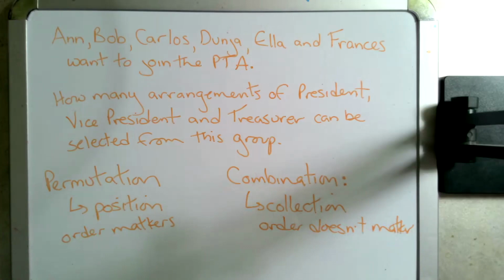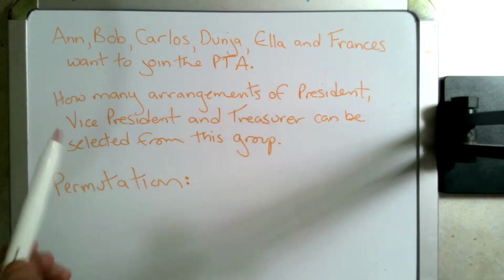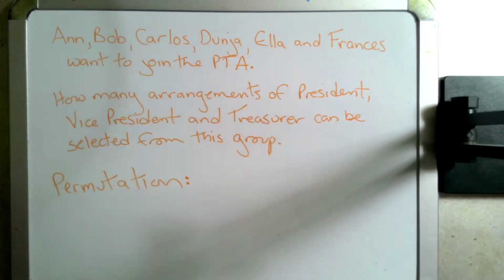Okay, great. So is this scenario of a president, a vice president, and a treasurer a permutation or a combination? It is a permutation. Those positions are all different. Order matters. Okay, great. So now that we've established that, we're going to look at what it means to find a permutation. You'll notice these all start with different letters of the alphabet, A, B, C, D, E, and F. So we're going to refer to them that way going forward.